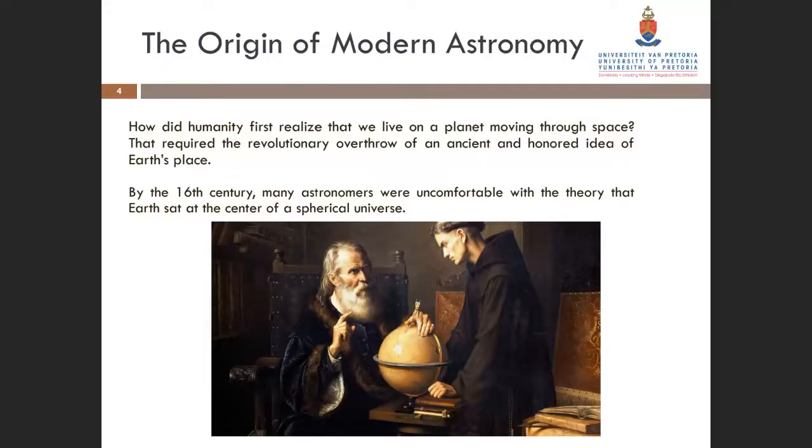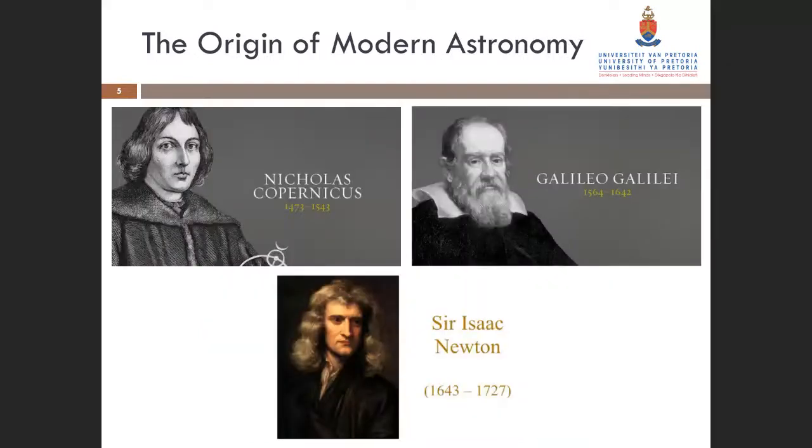How did humanity first realize that we live on a planet moving through space? That required a revolutionary overthrow of an ancient and honored idea of Earth's place. By the 16th century, many astronomers were uncomfortable with the theory that Earth sat at the center of a spherical universe. Some of the most important figures in the history of astronomy are Nicholas Copernicus, Galileo Galilei, and Sir Isaac Newton.